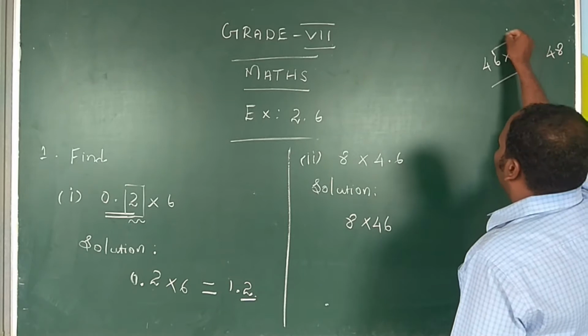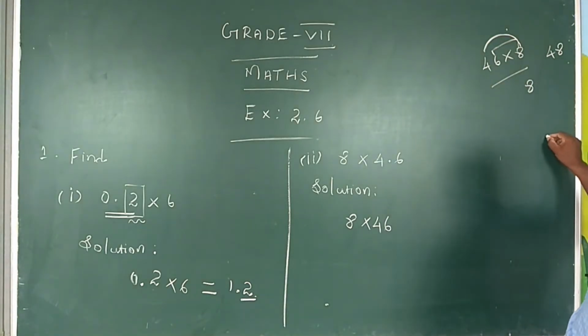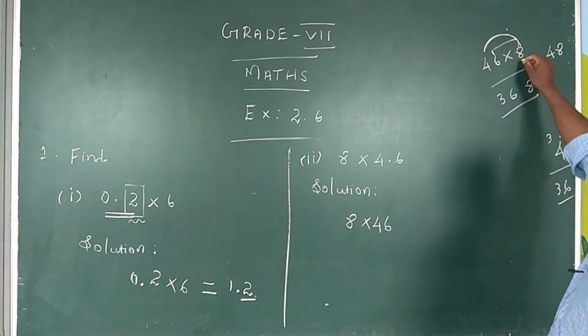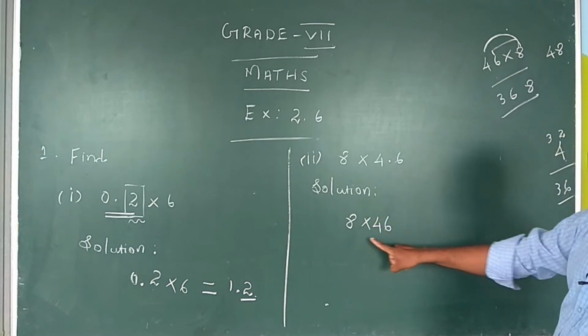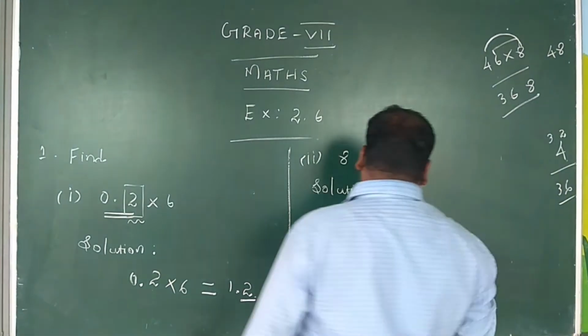Next we multiply 8 into 4. 8 fours are 32. Already 4 is there, 32 plus 4 is equal to 36. So 8 into 46 is equal to 368.